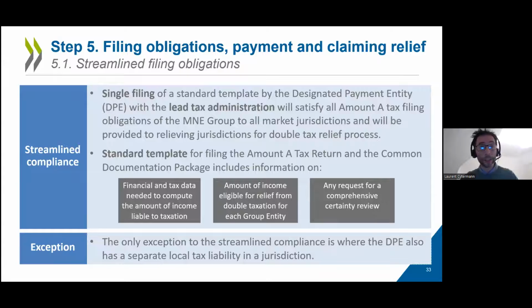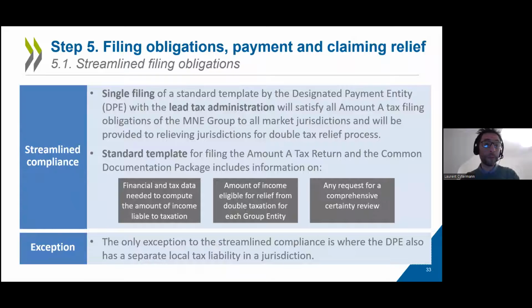residence of this UPE. And so there will be a possibility of a single filing of the Amount A tax return and the documentation package by the designated payment entity to the lead tax administration. And streamlined compliance means that through this single filing, the company meets the obligation that it has in every market jurisdiction. Because the lead tax administration will share the Amount A tax return with the market jurisdictions and the relieving jurisdictions. So the lead tax administration acts as a single point of contact.